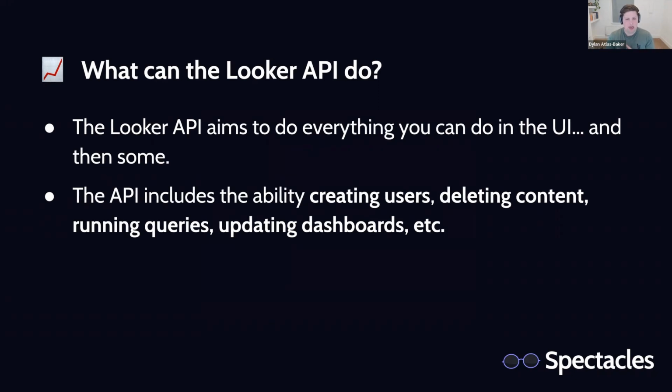I give a couple examples here, can be things like creating users, deleting content, running queries, updating dashboards. But really, almost anything you can think of, you can do with the API, whether that's moving content from one folder to another, disabling users, or configuring a new model. You can do that with the API, and that unlocks a whole range of possibilities depending on your exact use case.